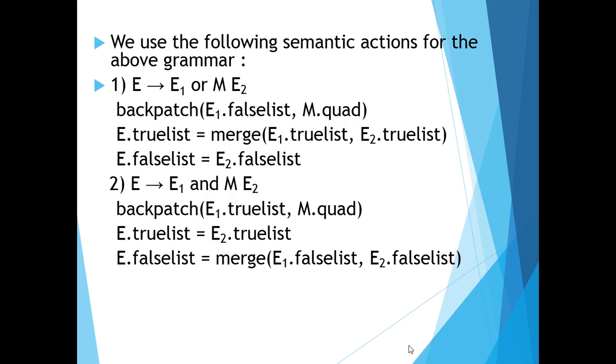So then let's proceed. We use the following semantic actions for the above grammar. Once E is E1 or M E2, let's backpatch E1.falselist with M.quad. Then we have E.truelist is merge of E1.truelist and E2.truelist, and E.falselist is E2.falselist. So we have used the functions we've tackled earlier, backpatch and merge. Next, E is E1 and M E2: backpatch E1.truelist with M.quad. Then E.truelist is E2.truelist, and E.falselist equals merge of E1.falselist and E2.falselist.